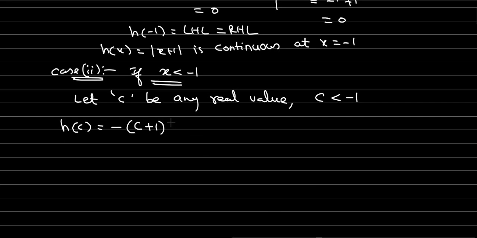Okay, now let's talk about left hand limit and right hand limit. So basically we have taken c from this interval, right? So left side closest values of c, as well as right side closest values of c, are less than minus 1.